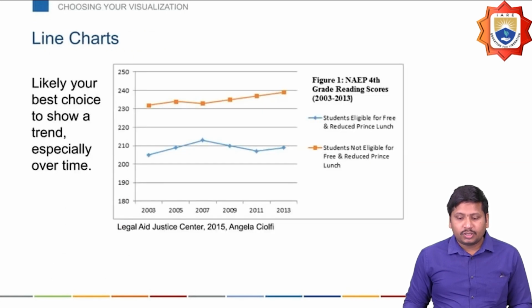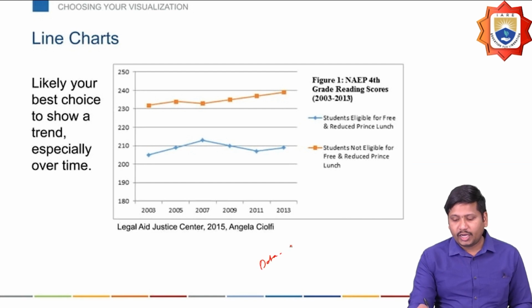And next, another kind of visualization is the line chart. The line chart is likely your best choice to show a trend, especially over time. Suppose the data is going to vary with respect to time. At that time, I can go for the line chart.